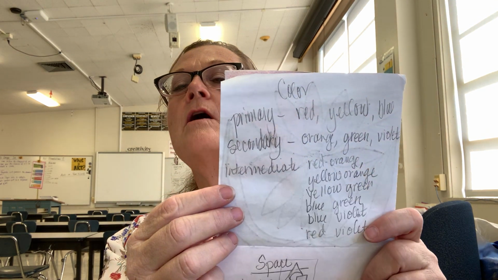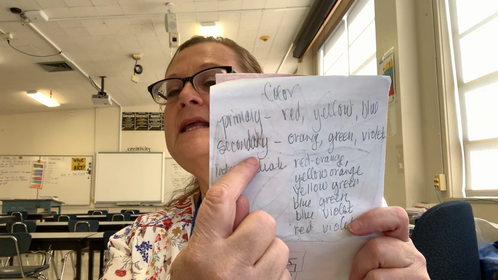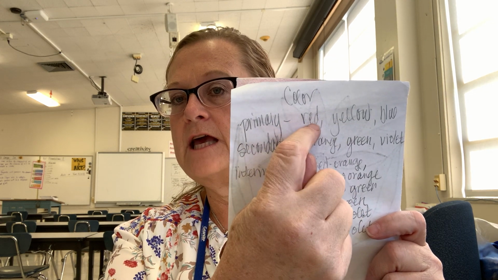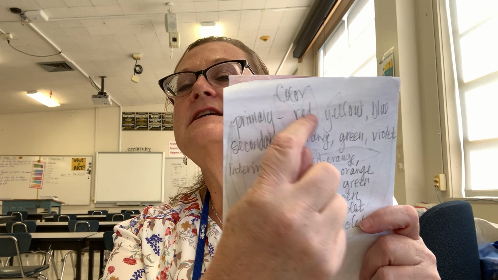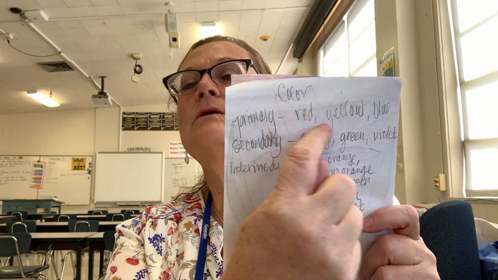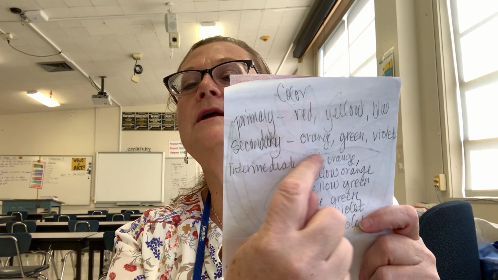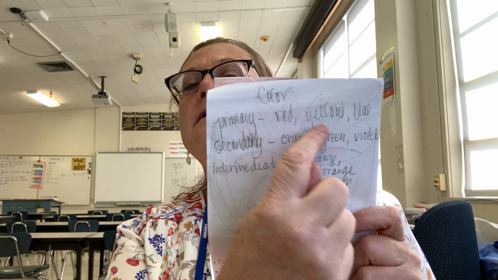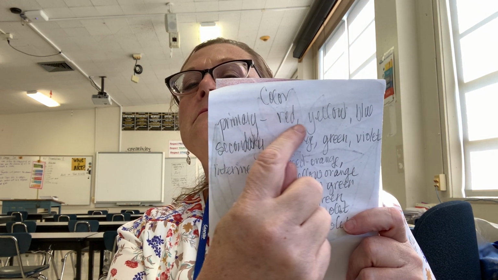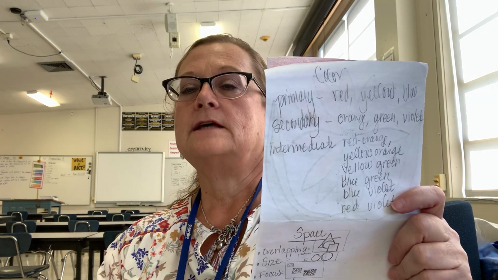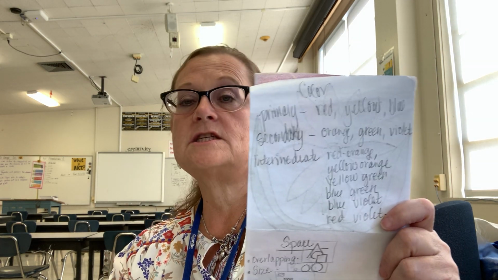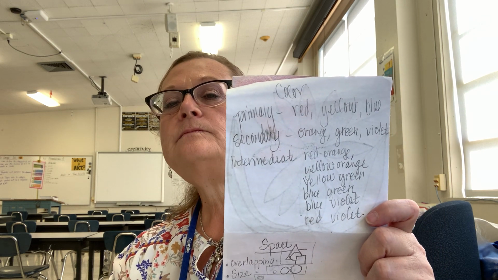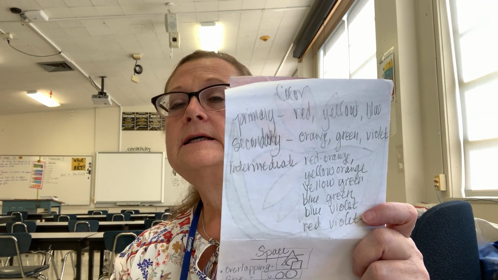And we have our secondary colors, which we get by mixing two primaries together. Yellow and red, we get orange. Okay, red and blue, we get violet. Yellow and blue, we get green. Okay, so we mix two primaries together to get a secondary. And then the secondary colors are orange, green, and violet.